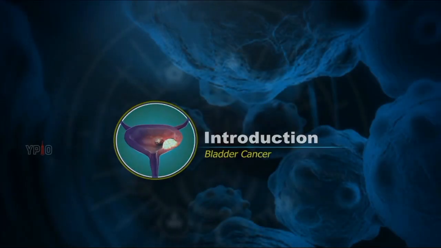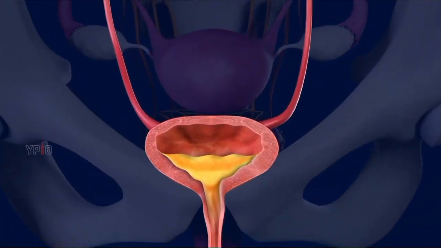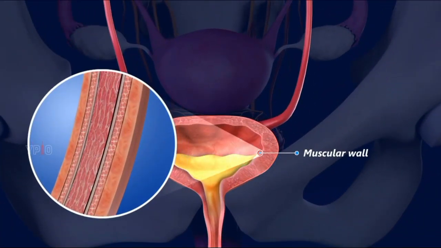Introduction. The bladder is a hollow organ in the lower abdomen that stores urine. It has a muscular wall which contracts to help evacuate urine from the body through a tube called the urethra.